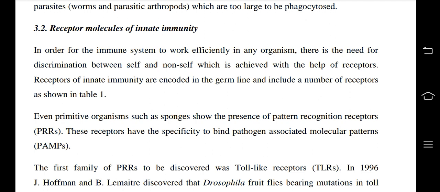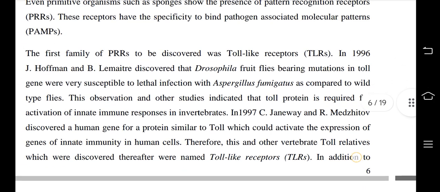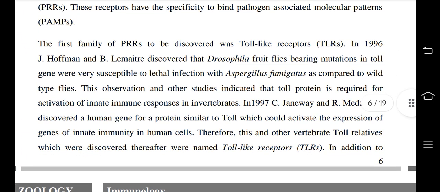The first family of PRRs to be discovered was toll-like receptors, TLRs. In 1996, J. Hoffmann and B. Lemaitre discovered that Drosophila fruit flies bearing mutations in the toll gene were very susceptible to lethal infection with Aspergillus fumigatus as compared to wild type flies. This observation and other studies indicate that toll protein is required for activation of innate immune response in invertebrates.